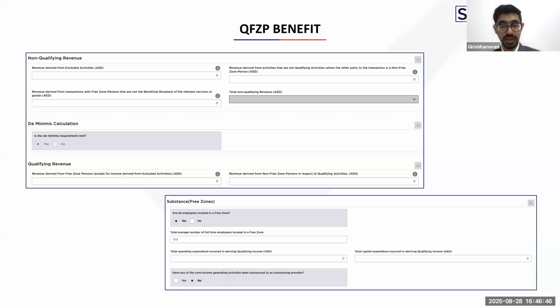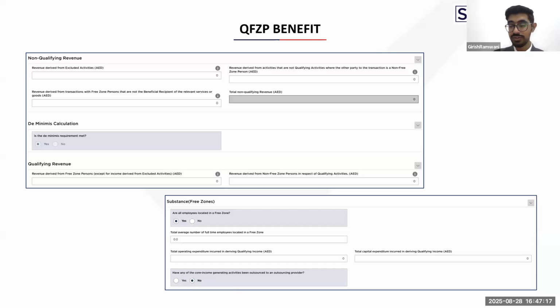So in total operating expense, it is not just the operating expense. Basically, you can include all your profit and loss expenses that are there, whether they are direct costs or indirect costs. You can include all of them and report the figure over here on an aggregate basis. And for total capital expenses, any capital natured expense that you would have incurred, any capital asset that you would have acquired in relation to the qualifying income, then that from balance sheet you'll have to pull out that figure and report that capital expense over here.